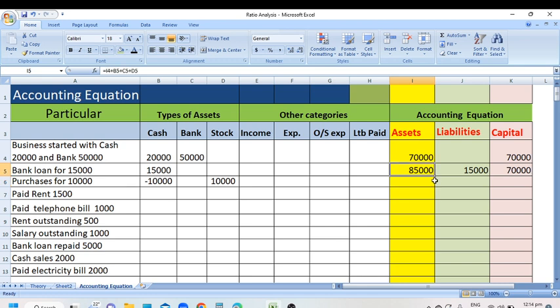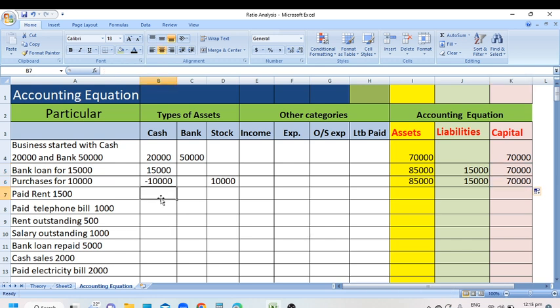So we'll see how it works. Definitely there is no effect, because assets are made up of the cash and the stock. So minus here, plus here, no difference, right? Okay, 15,000 and there is no difference. So still our accounting equation is the same.